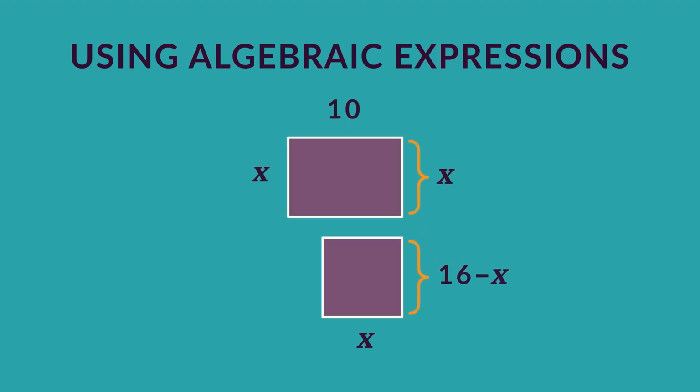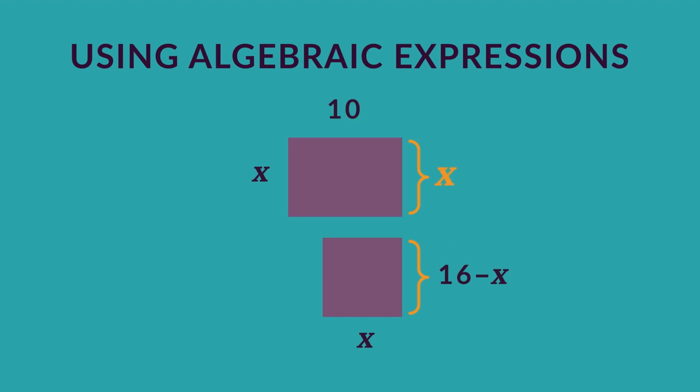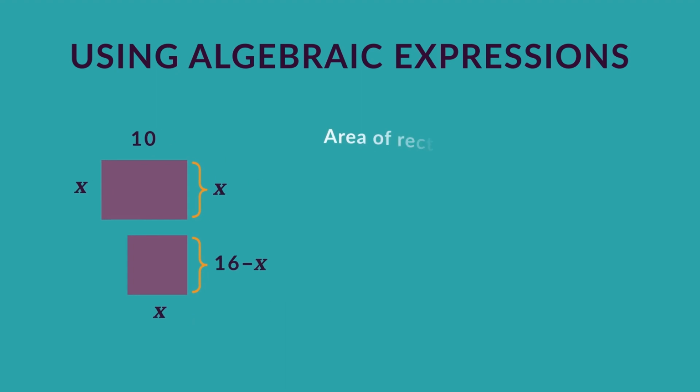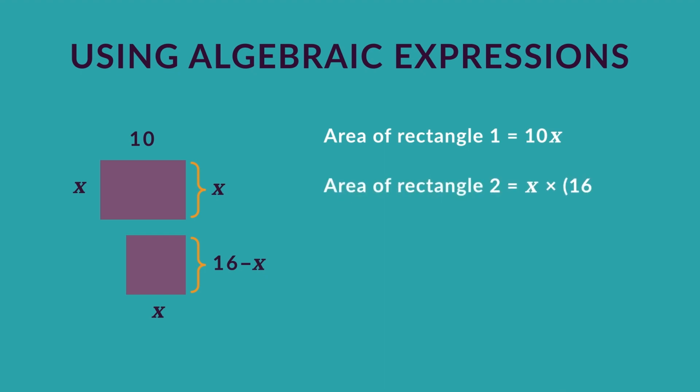The shape is made of two rectangles. The sides of the first rectangle are 10 meters and x. The sides of the second rectangle are x and 16 minus x. The total area is equal to the area of rectangle 1 plus the area of rectangle 2. The area of the first rectangle is equal to 10 times x, which we write as 10x. The area of the second rectangle is x times 16 minus x. Multiply x by the 16 to get 16x. Then multiply x by the minus x to get minus x squared. Remember, to multiply a term in brackets, we multiply each term of the expression in brackets.